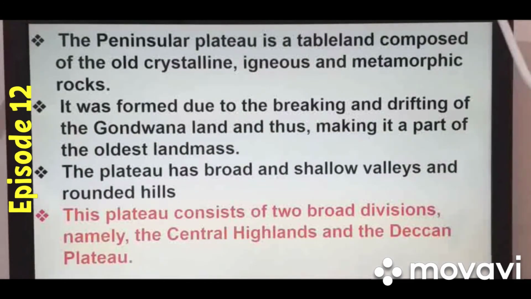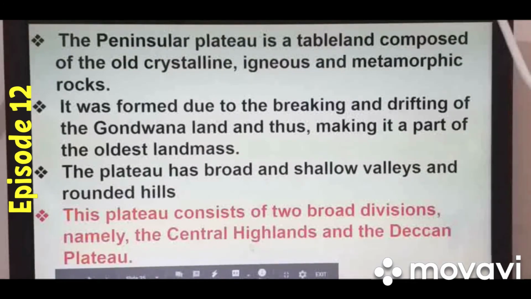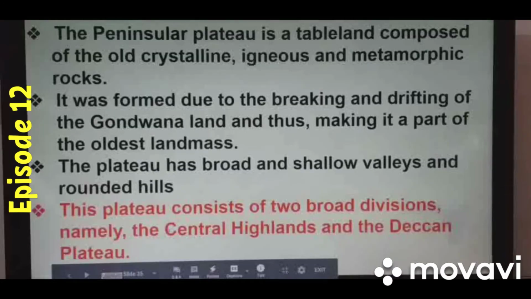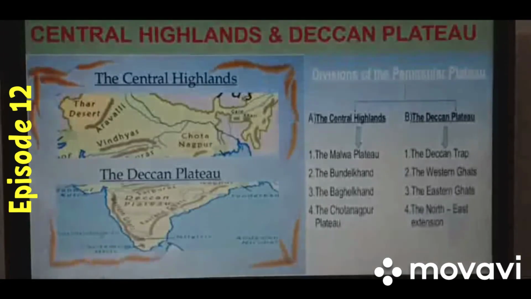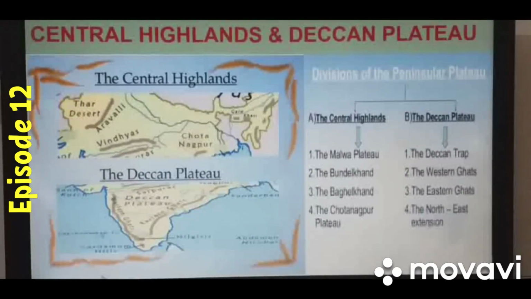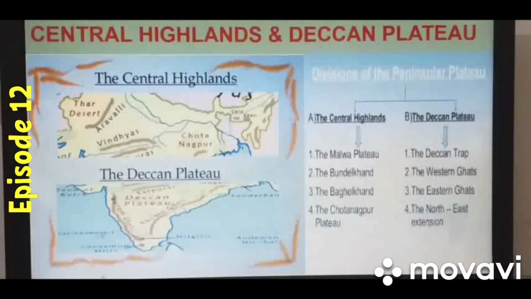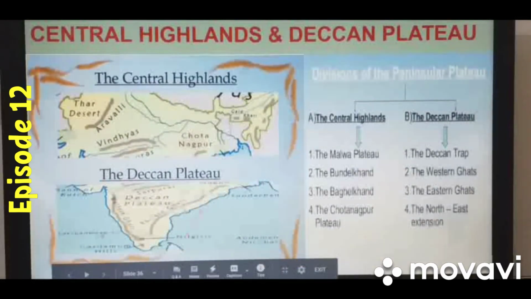Next, this Peninsular Plateau consists of two broad divisions. One is the Central Highlands and the other is the Deccan Plateau. Now children, in this map you can understand the Central Highlands and the Deccan Plateau, their location and boundaries and their subdivisions.